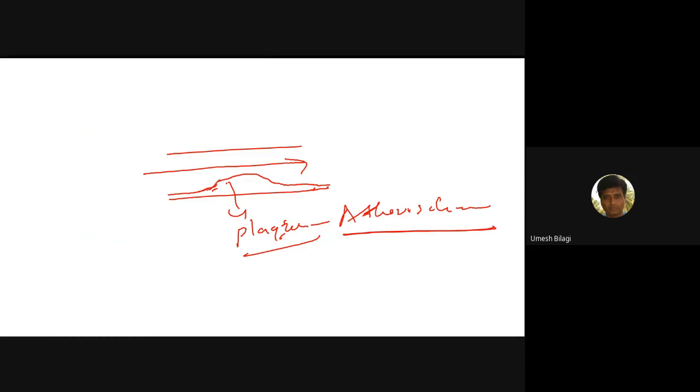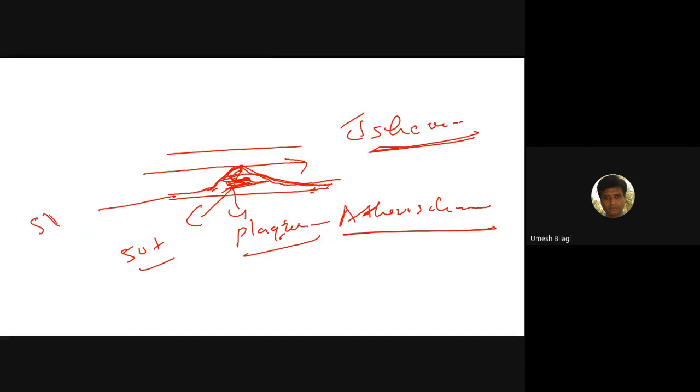If this plaque is obstructing less than 50% of the lumen, usually there will not be any symptoms. If it is 50% plus obstruction, there will be manifestation of ischemia to the tissue supplied by this vessel. And if this plaque is stable, has been there for a long period, the patients will have stable angina.